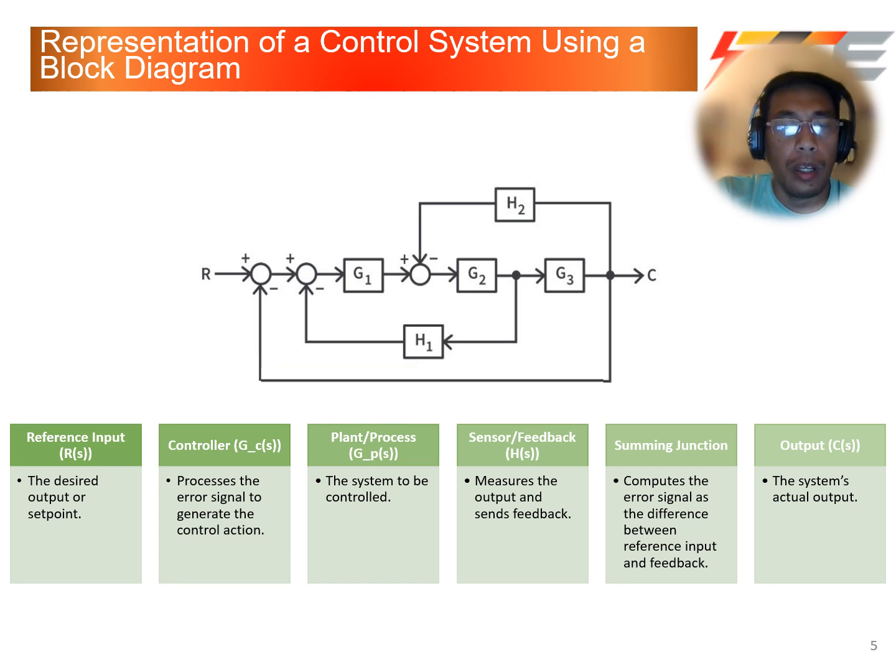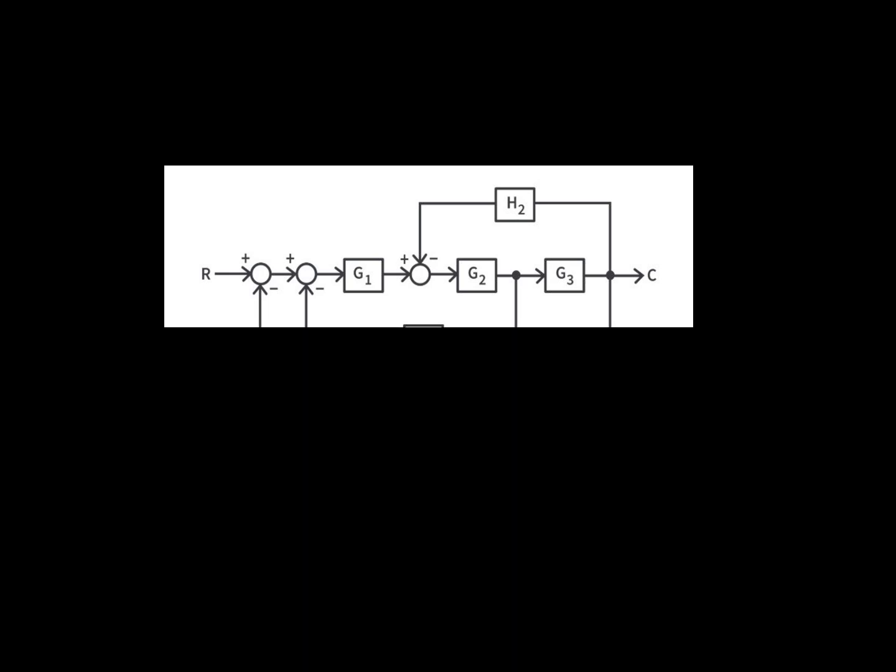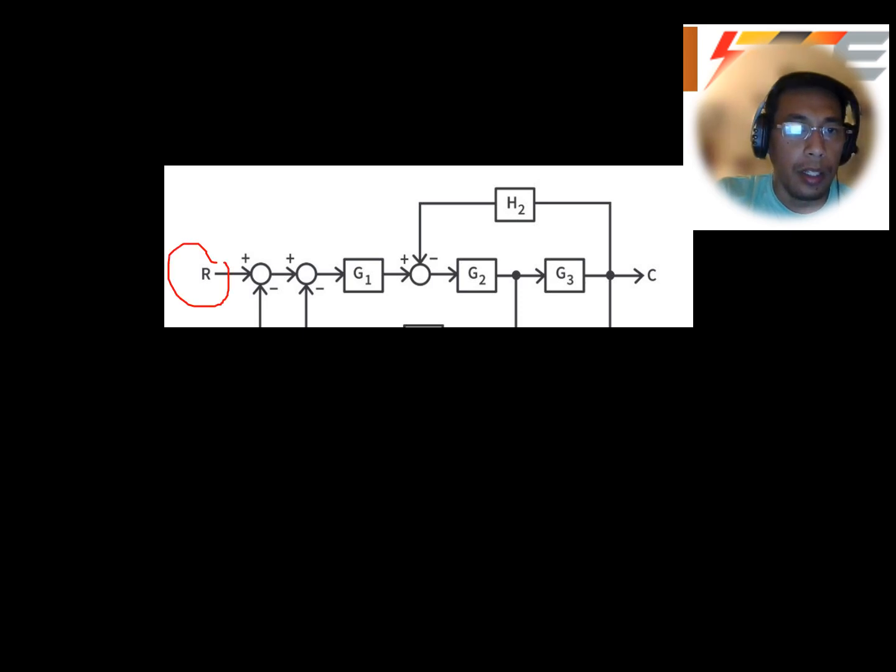So the notation for block diagram representation is as follows. The reference input is noted by R as a function of S. Here is an example of an R. It's the desired output or set point. Controller G processes the error signal to generate control action. Another is the plant process G underscore P, or the plant, the system to be controlled.